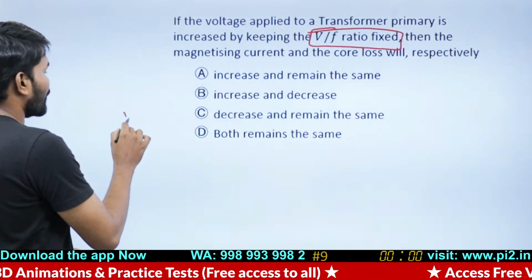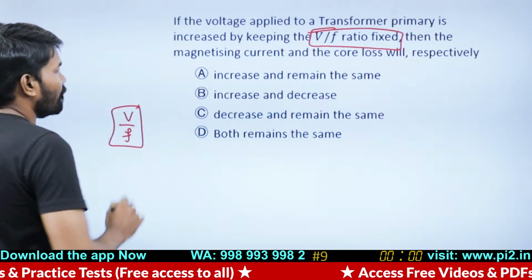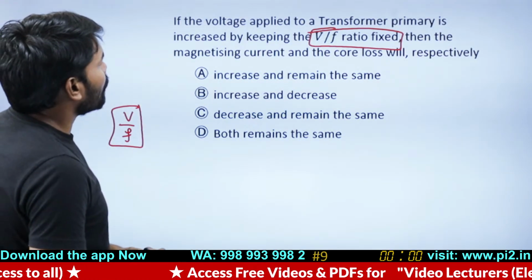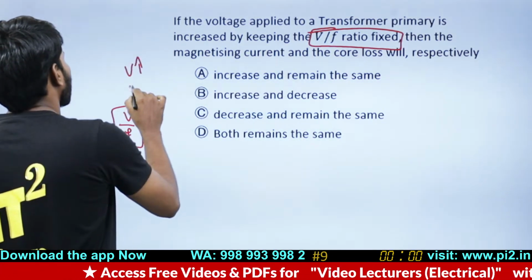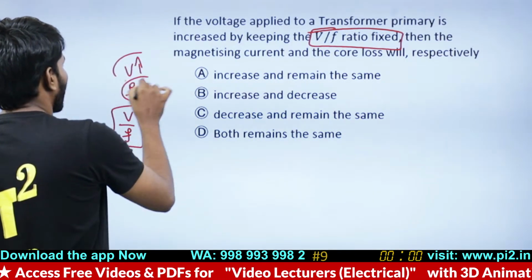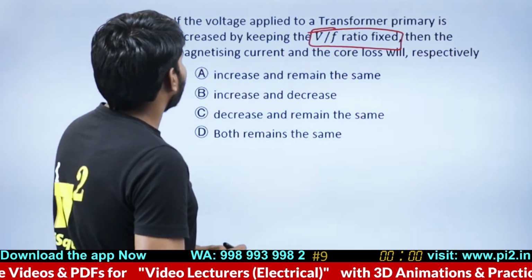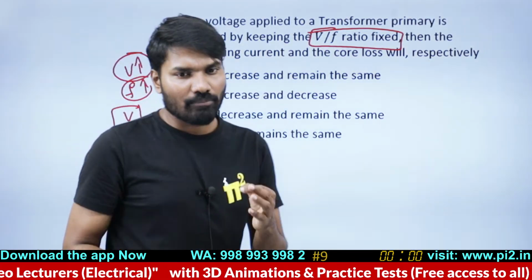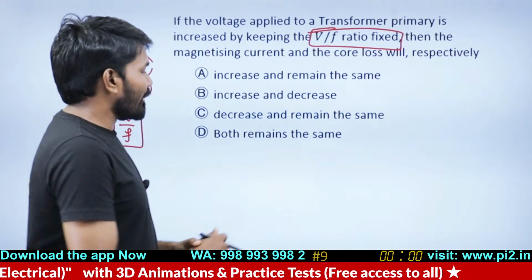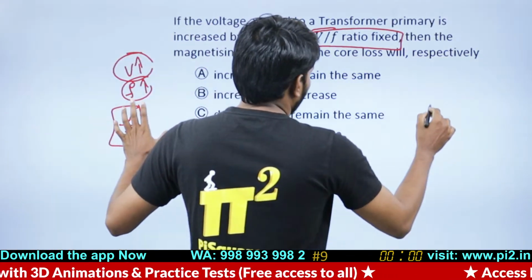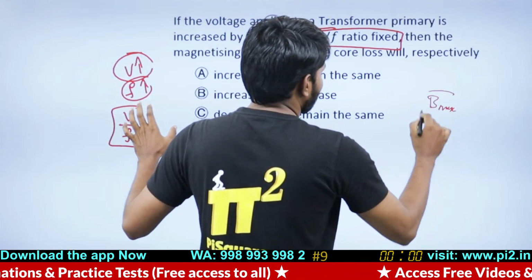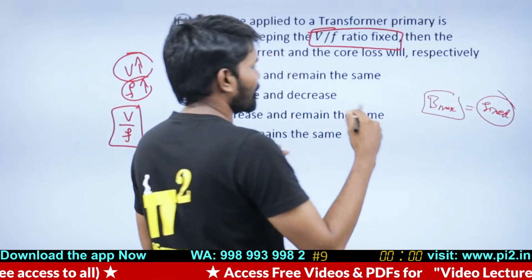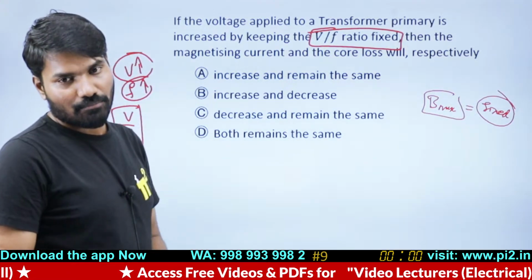So V by F is fixed and voltage has increased. Voltage has increased means frequency also increased. Then the magnetizing current and the core losses will be... tell me what will happen to the magnetizing current. As long as V by F is fixed, B max is fixed. B max is fixed, flux is fixed. So magnetizing current is fixed.